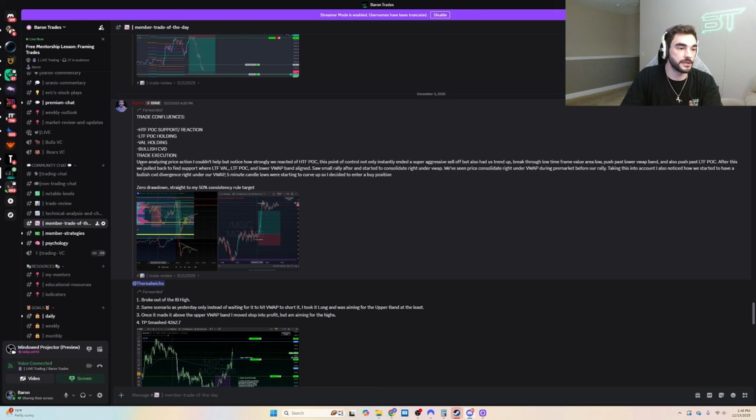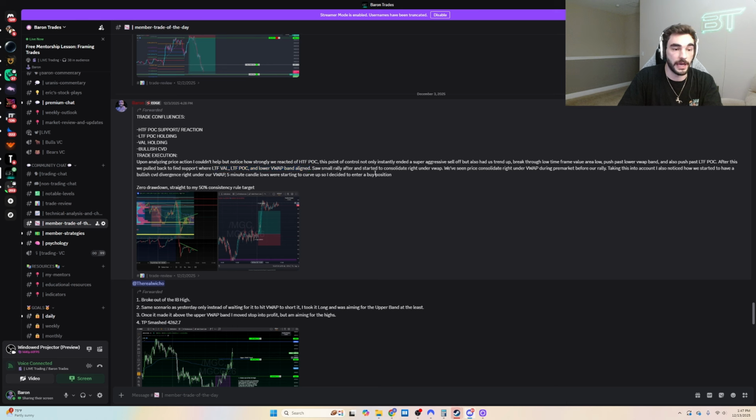Trade execution: upon analyzing price action, I couldn't help but notice how strongly we reacted off high time frame POC. Point of control not only instantly ended a super aggressive sell-off, but also had us trend up. Breakthrough low time frame value area low, push past lower VWAP band, and also push past low time frame POC. These are his confirmations. They are locations, but they're also confirmations. After this, we pulled back to find support where low time frame value area low, time frame POC, and lower VWAP band aligned. So he has more locations that he's looking at.